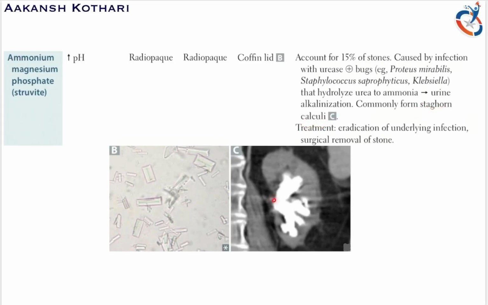You can look at this. This is a staghorn calculus. This is how a staghorn calculus looks.